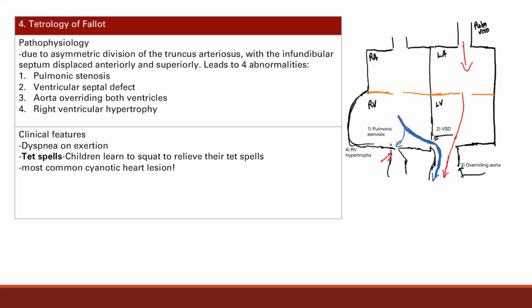And why do you get that? Well, hypertrophy is because you're pumping against higher pressures. You have a stenotic pulmonic valve, so you're pushing hard against that, and you're pushing against the aortic pressures. Remember, aortic pressures are much higher than the pulmonary trunk pressures.